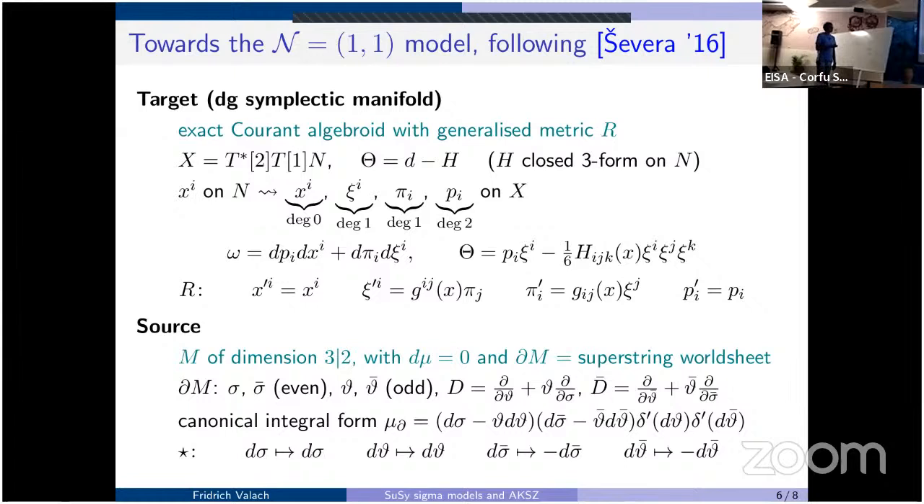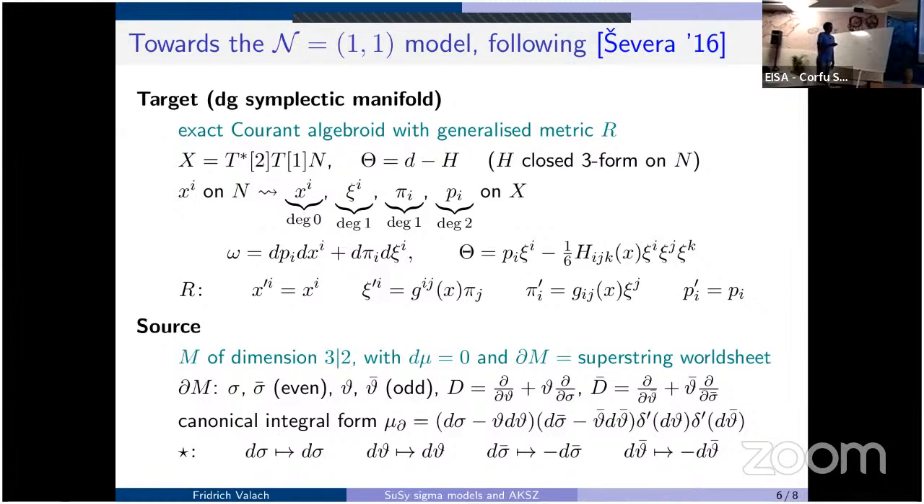And now as a source, before we had a three-manifold, so now I will take a manifold of dimension 3/2, and I will take it to have a boundary. And I want that boundary to be a so-called superstring world sheet. Let me tell you in a moment what that is. But on top of that, I also need to choose an integral form. So I choose a closed integral form, and I also want that if I restrict to the boundary, then I get the superstring world sheet integral form. Okay, so this is the source.